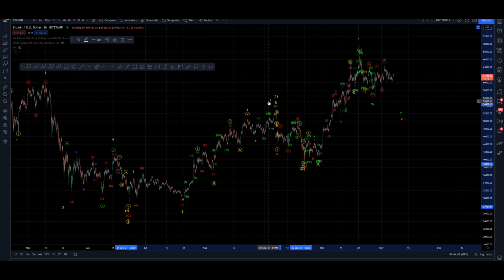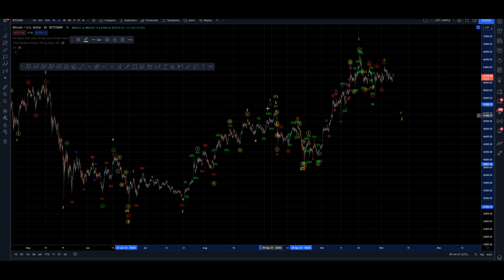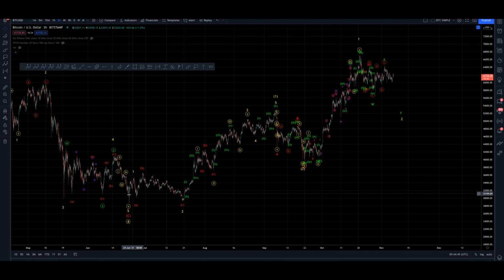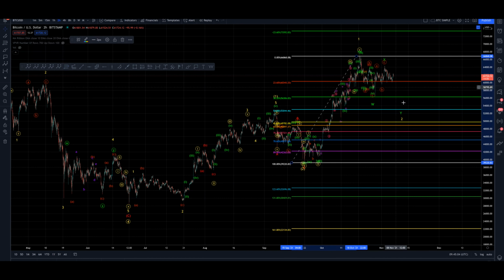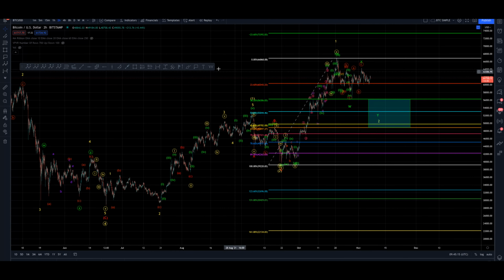What is this wave 1 and 2 here for? I must have left that as an alternative or something. 1, 2, 3, 4, 5, 1. A, B, C, 2. 1, 2, 3, 4, 5, 1. W, X, Y, 2. Expecting a retracement of between 38.2 and 61.8%. So in this box here, to come down, then we will find our wave 2 bottom and then move up in a 3.